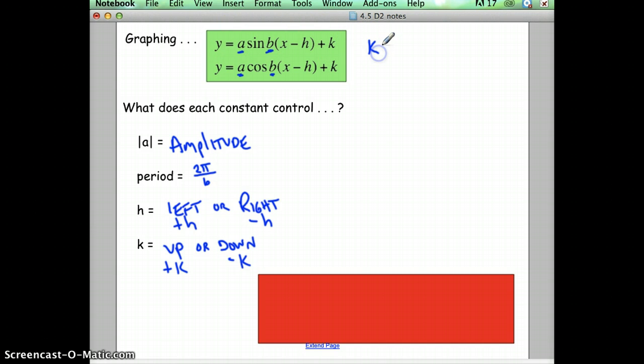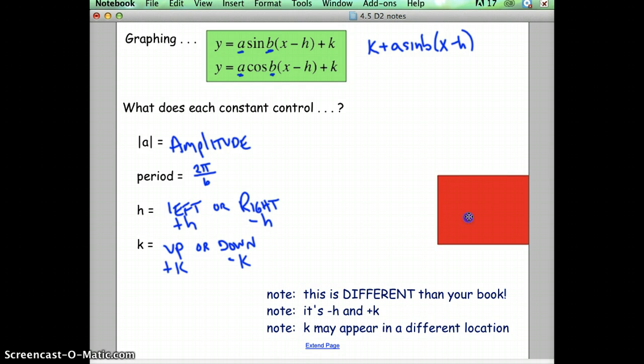Now, sometimes this K value at the very end might be written out in front. So it could look like this: K plus A sine B times X minus H. That K value could be out in the very, very front. If that bothers you, you can always just rearrange it and put it at the end. Now, these K and A and B and H values are potentially different letters than what's in the book. I'm pretty sure they're different than what's in your book. So just be aware of that.